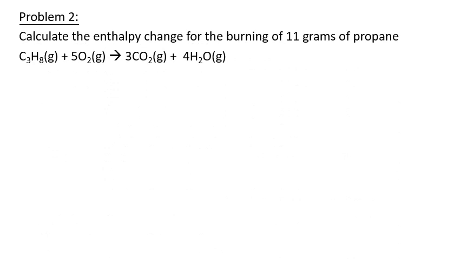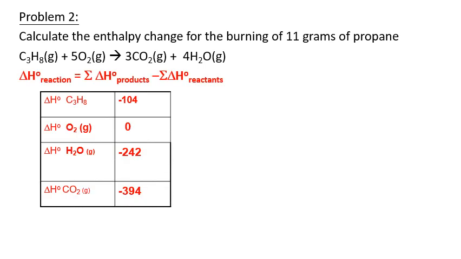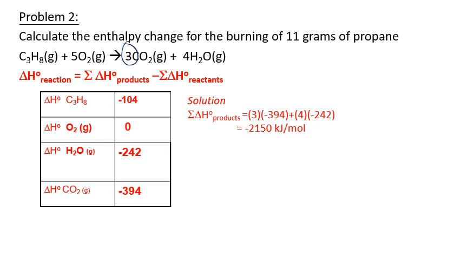Problem 2, calculate the enthalpy change for the burning of 11 grams of propane. And again, you're given the equation and you're given the values. So again, breaking it down, the sum of the standard change of enthalpy of the products will be, again, notice it's 3, because we've got 3 carbon dioxides, plus 4 times this number, because you've got 4 of them. So you get minus 2150 kilojoules per mole.